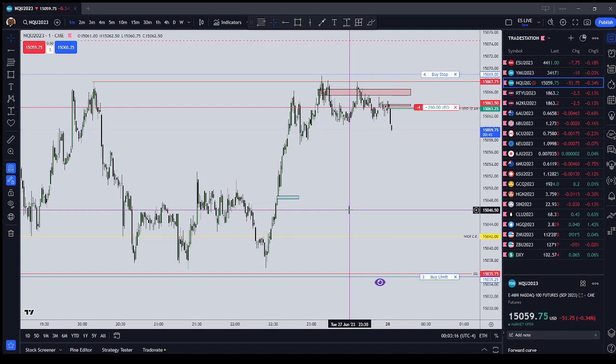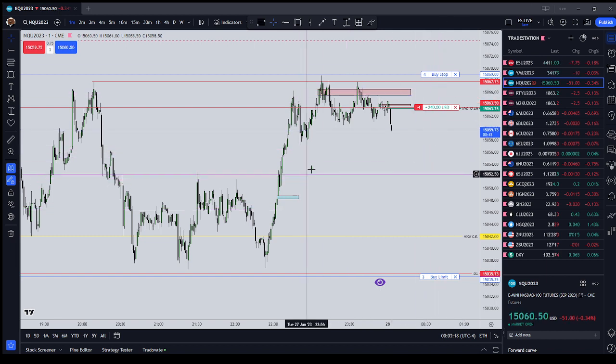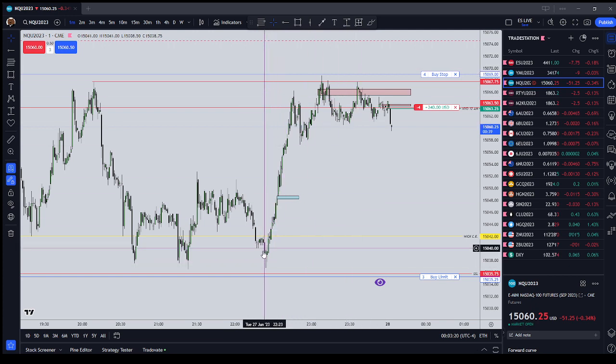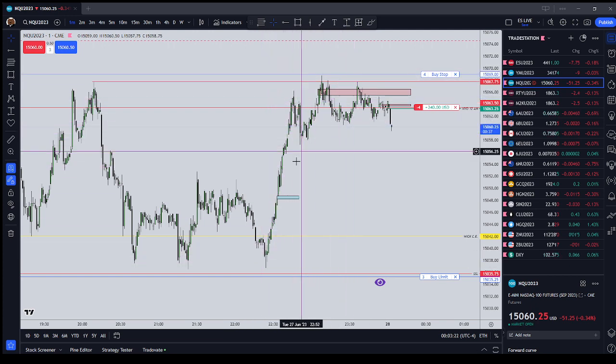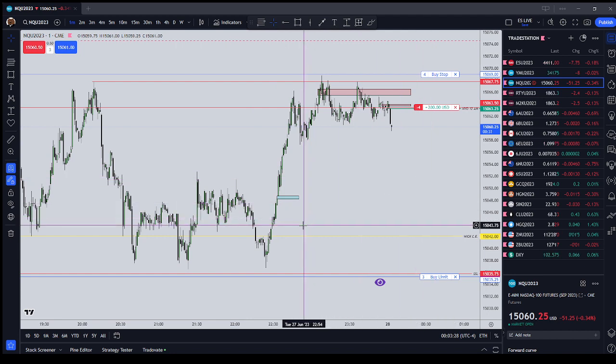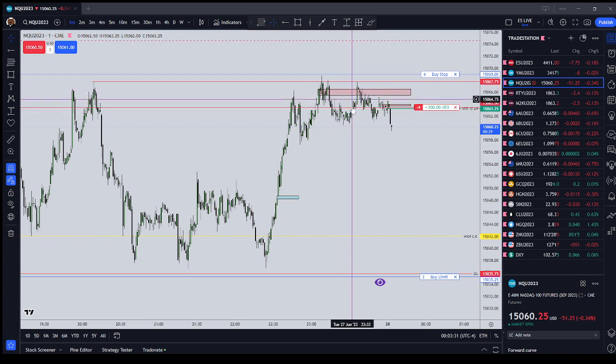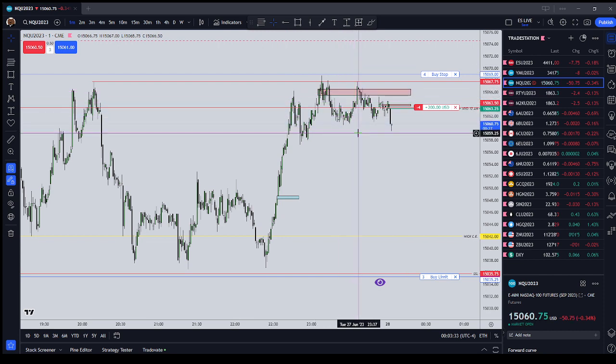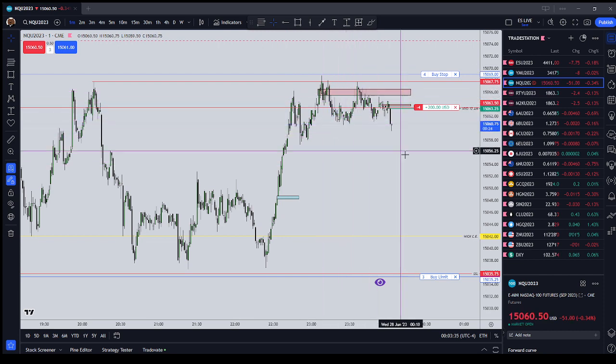In case y'all wanted to learn some Russian, the Russian word for range in a trading sense is diapason. Diapason.